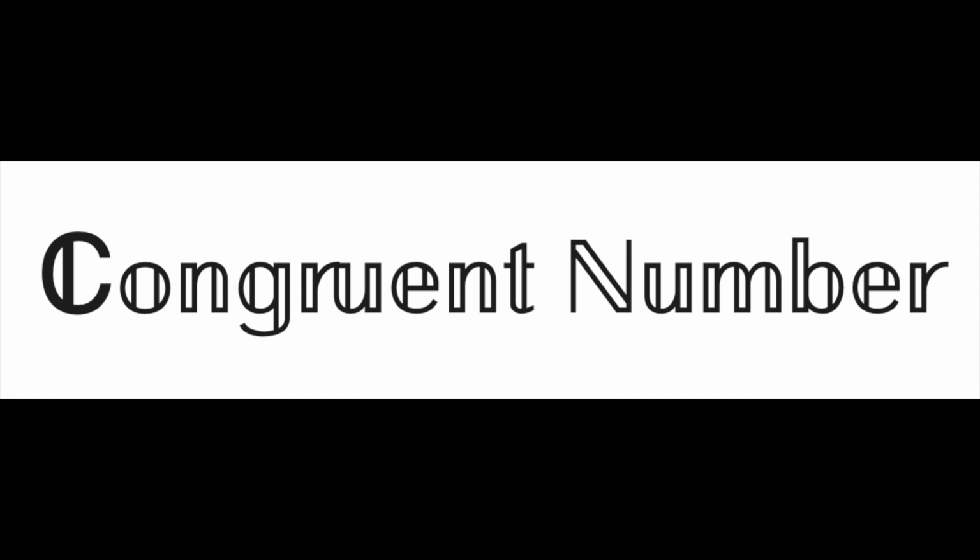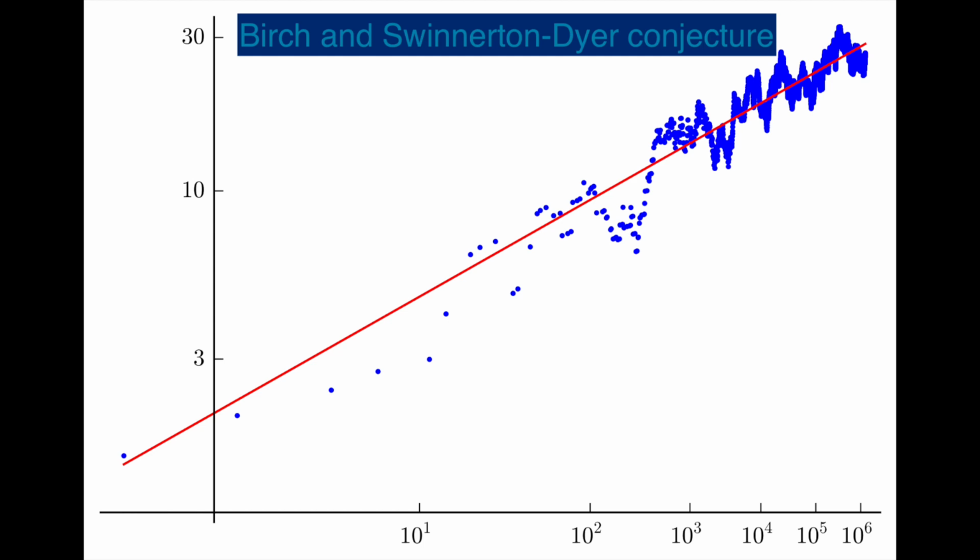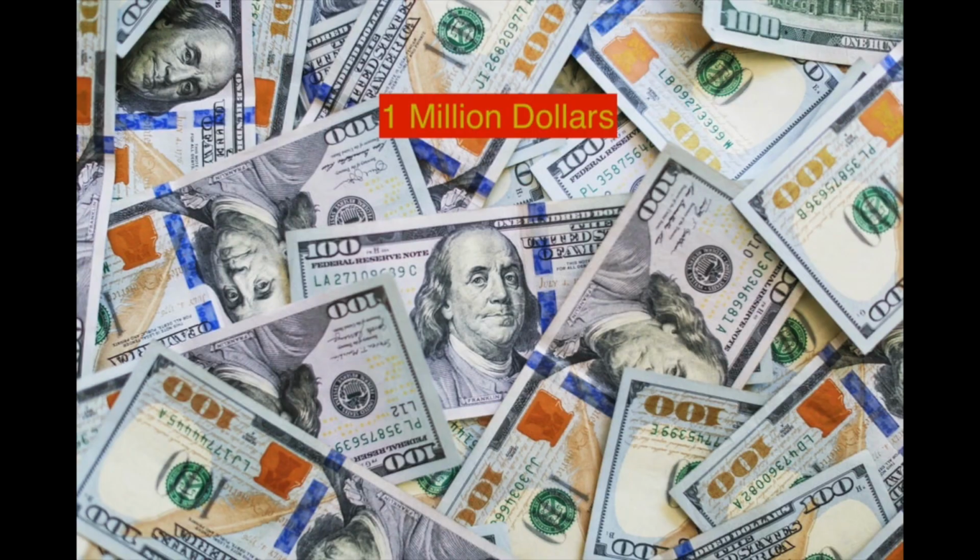Now, Tunnell's theorem gives this relatively easy way to check if a number is congruent, but it has not been proven to always work. The proof that it works assumes the Birch and Swinnerton-Dyer conjecture, which is a $1 million conjecture that has not been proven. If you come up with a solution to prove this, please let me know in the comments.